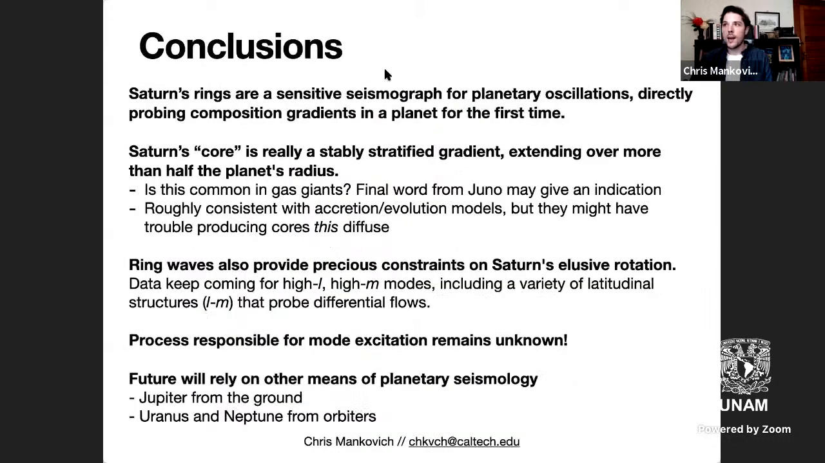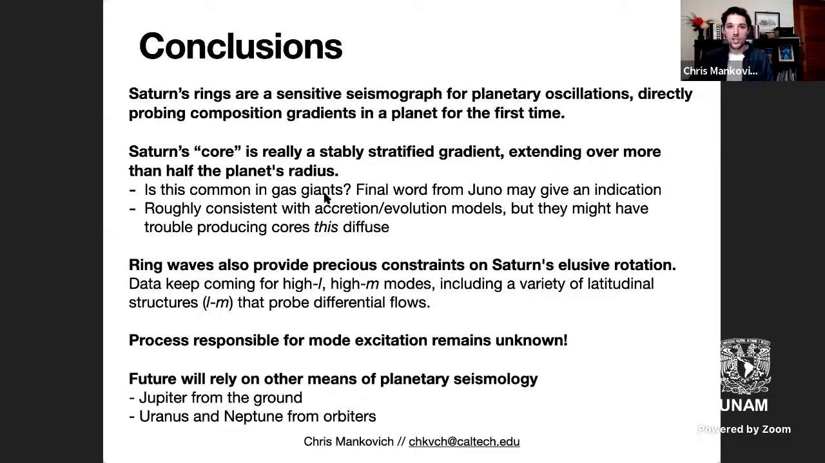So just to conclude now, because we're about at time or a little past, Saturn's rings have proved to be a sensitive seismograph for planetary oscillations, and they're directly probing composition gradients in a planet, certainly in a giant planet, for the first time. Saturn's core is really a stably stratified gradient extending over more than half the planet's radius, which is a really striking finding that simply is required by these G-mode frequencies that we found in the rings.